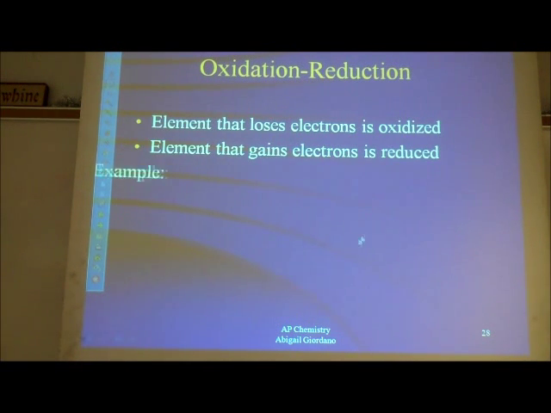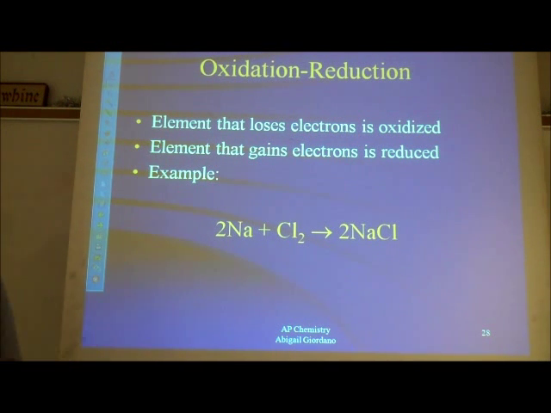So, folks, again, you are going to see some very, very simple redox questions, particularly in multiple choice, that are just going to ask you which element is oxidized, which element is reduced. Please tell me in this example what is happening to sodium. It's being oxidized. So chlorine must be reduced.